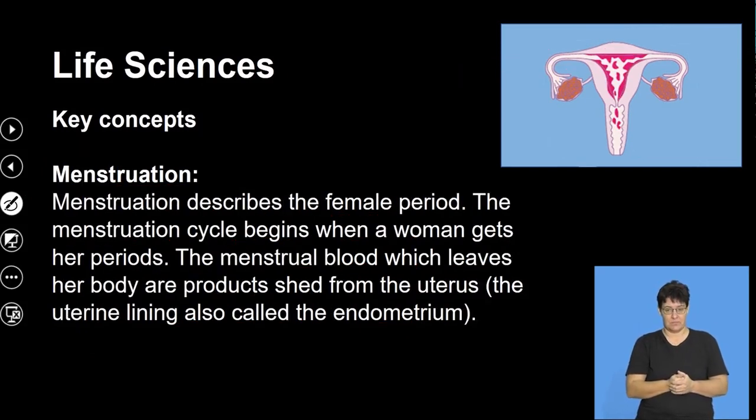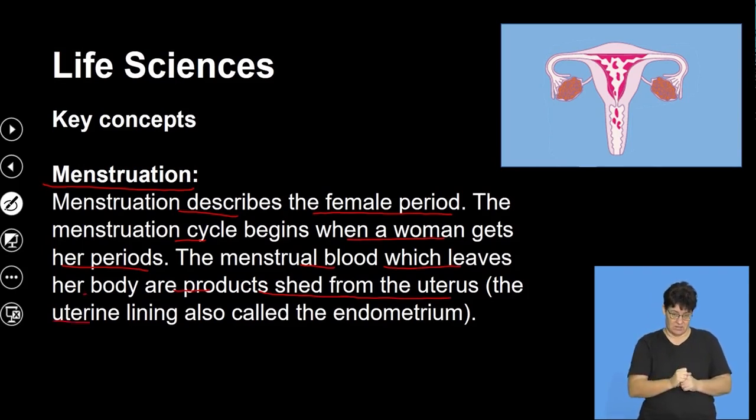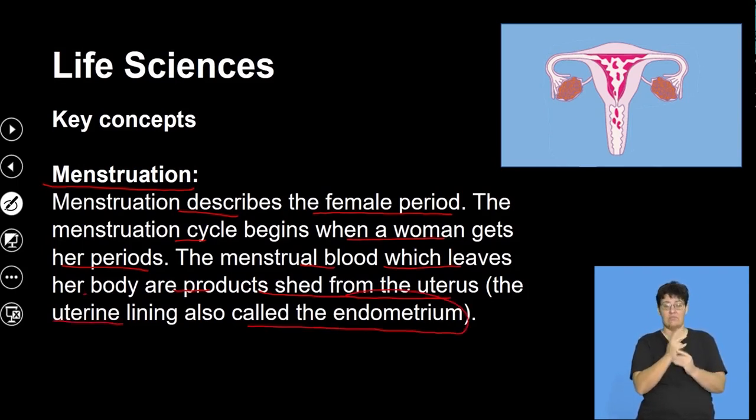Let's look at the concept of menstruation. Menstruation describes the female period. The menstrual cycle begins when a woman gets her period. The menstrual blood which leaves her body consists of products shed from the uterus, the inner lining of the uterus called the endometrium. Let's try and understand the context around menstruation.